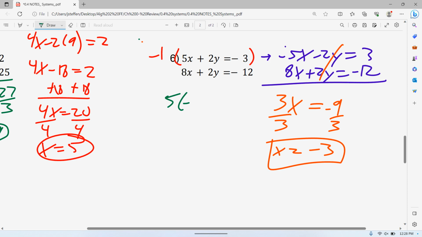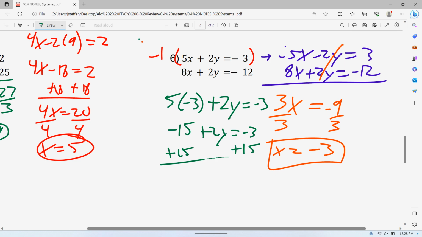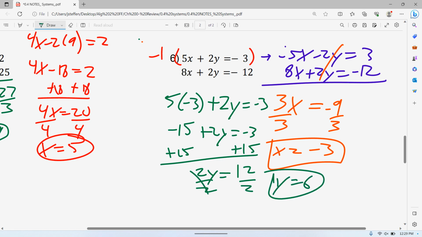5 times -3 plus 2y is equal to -3. Parentheses when I stuff it in, because it's 5 times -3. Add 15 to both sides, and divide both sides by 2. We get y is equal to 6. So x is -3, y is 6. And you can represent that as an ordered pair. Again, you don't have to, but if it's multiple, that's how it's going to be.